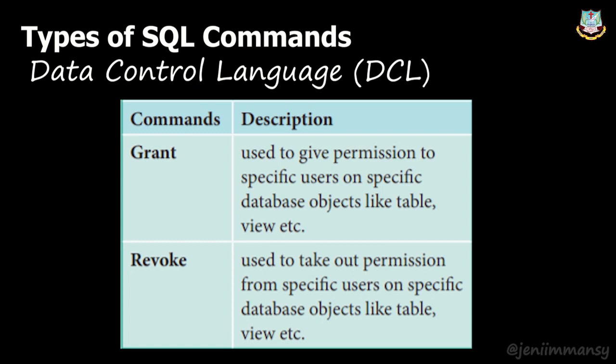To take out the permission: if one boy from this class can always enter the class, and I say that you should not enter this class, that specific boy cannot enter the class. They will take out the permission from accessing that database. That is revoke. Understood? Grant is used to give permission to a specific user on a specific object. Revoke is used to take out the permission from a specific user on the specific object. Understood the difference between grant and revoke?